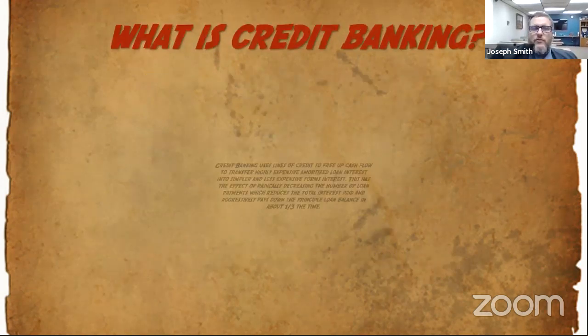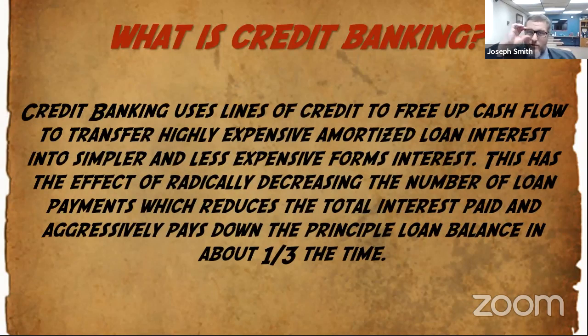So we're talking about what is credit banking? Well, this is my definition. Credit banking, as I define it, uses your lines of credit to free up cash flow to transfer highly expensive and amortized loan interest. That's what we went over last week. We talked about how it's amortized, right? We did all those math formulas to figure it out. Well, it takes all that highly expensive amortized loan interest and converts it into simpler and less expensive forms of interest.